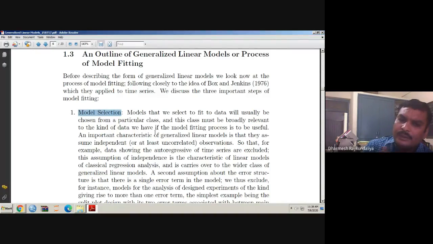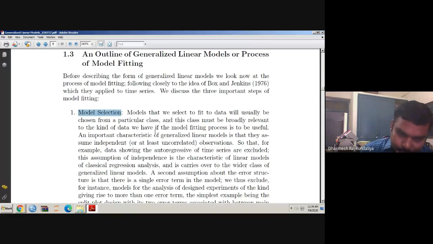An important characteristic of generalized linear models is that they assume independence, or at least uncorrelated observations. So when we talk about generalized linear models, there are two very important properties. The first is uncorrelatedness or stochastic independence, and the second is the second-order property, that the variance is a function of the mean. So when you fit generalized linear models, you have to check whether these two assumptions are verified. If yes, you can go ahead.